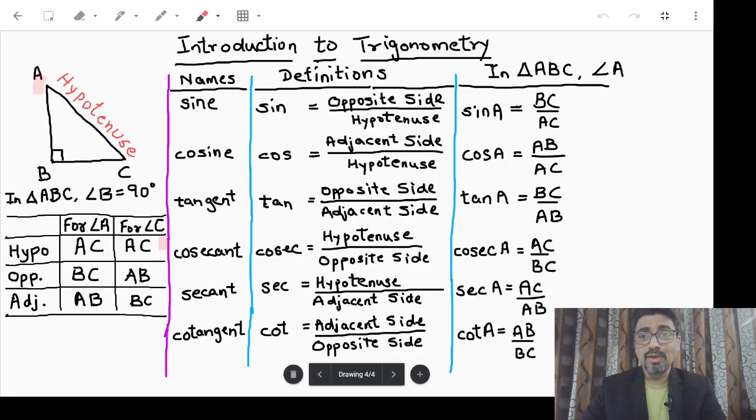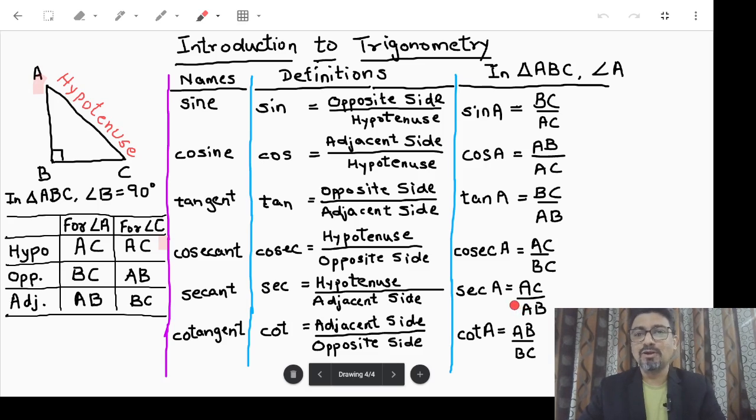Next, three trigonometric ratios for the acute angle A. So we have the first trigonometric ratio, cosec A. What was the definition of cosec? Hypotenuse upon opposite. And for acute angle A, hypotenuse AC, opposite BC, the ratio is AC upon BC. The next trigonometric ratio is sec A. What's the definition of sec? Hypotenuse upon adjacent. And for angle A, hypotenuse AC, adjacent side AB, sec A is AC upon AB.